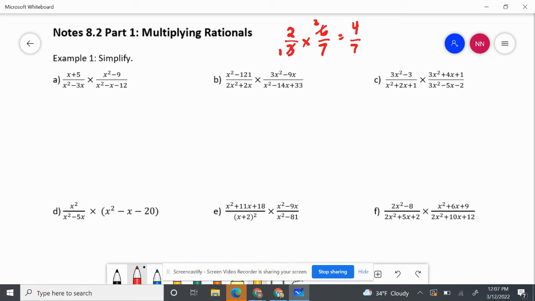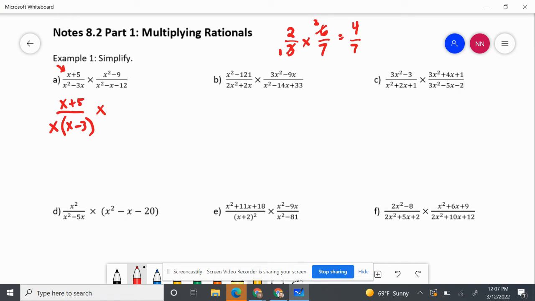And so when we're doing it with polynomials, the key thing is factoring. So when we're looking at the numerator for the first one, x plus 5, there's nothing we can do to factor it, so we just bring it down, x plus 5. Now when we're looking at the second one, notice that we have x squared minus 3x. We're going to look for a GCF, and they have an x in common, and that gives us an x minus 3. Then we're going to multiply that.